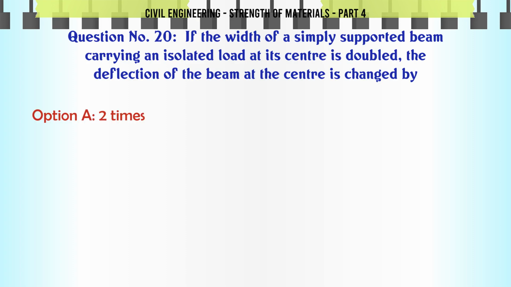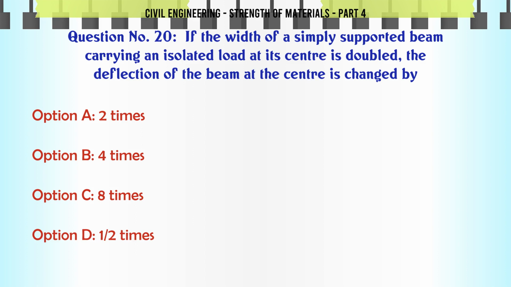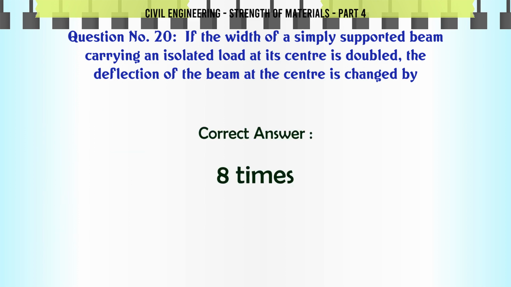If the width of a simply supported beam carrying an isolated load at its center is doubled, the deflection of the beam at the center is changed by: A. 2 times, B. 4 times, C. 8 times, D. 2 times. The correct answer is 8 times.